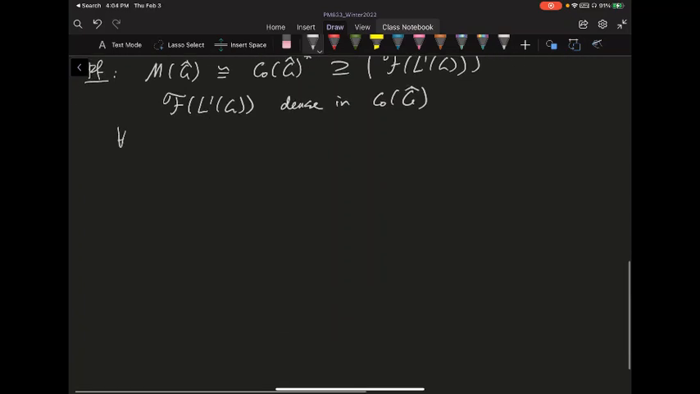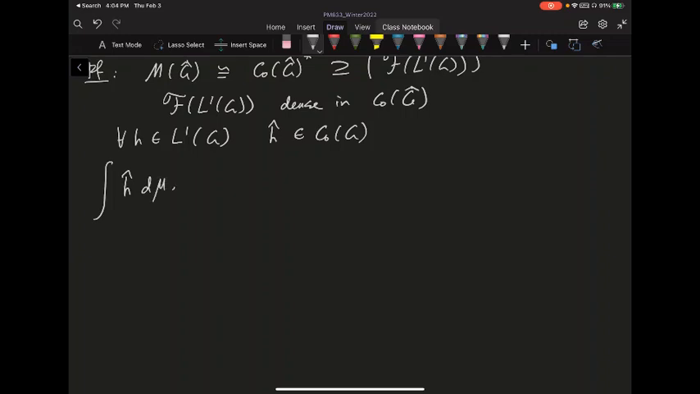So let's say for every h inside L1 of G, we know this h hat is going to be inside C0 of G hat, and all of these h hat are dense. And first of all, let's just consider what the integral of h hat against d mu_f is. Okay, let's forget about the g for now. Let's just consider what that means.